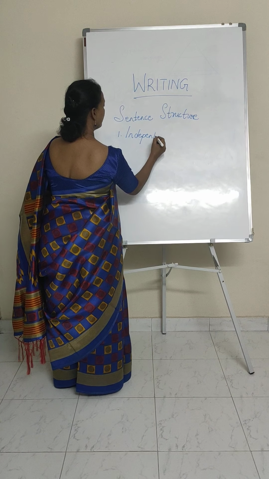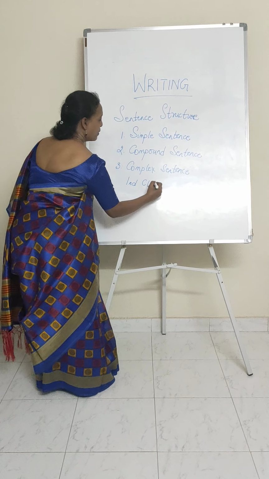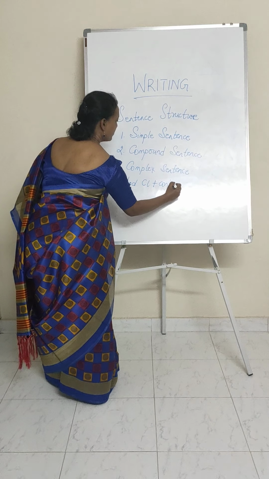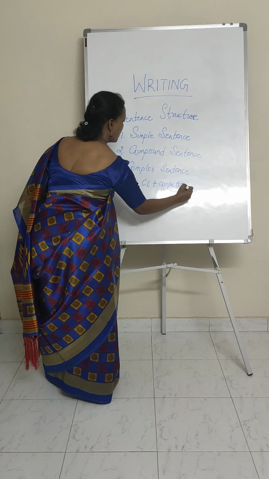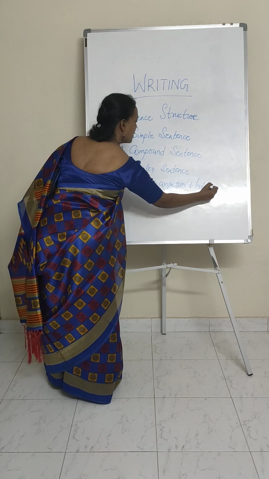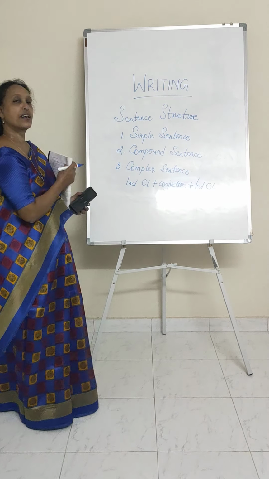Compound sentences are very easy to understand, right? A compound sentence is a combination of two independent clauses. A compound sentence has an independent clause, plus a conjunction, plus an independent clause. Alright. So this is the structure of a compound sentence.